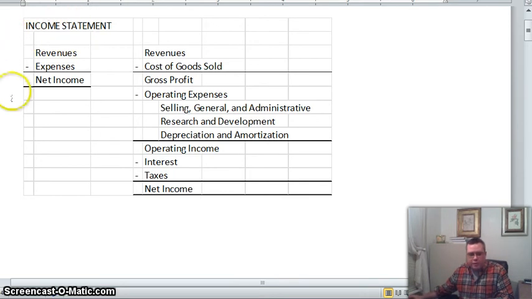So for starters, I gave this really simple version. It's revenues minus expenses equals net income. Revenues is all the dollars they brought in from sales. The revenue, sales, same thing. So if you're a candy bar maker, every time you make a candy bar and you sell it for $1, you count $1 as revenue. If you're Coca-Cola, every time you sell a Coke for $1, you count $1.